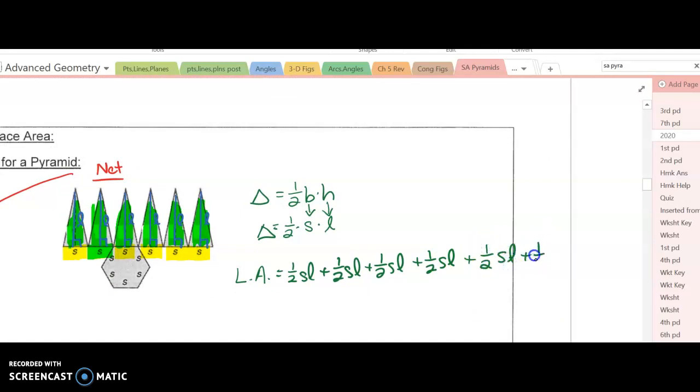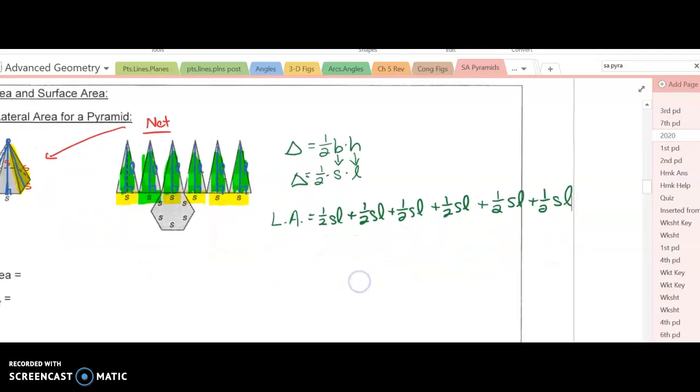So the reason why I wrote it out longhand like that is because I can do some magic here. If I undistribute the 1/2 and the L, if I take that out of each of these 6 terms, what I would have left is 1, 2, 3, 4, 5, 6 S's, right? So I'm reverse distributing. If I were to distribute this back out, I would get this line up here, right?